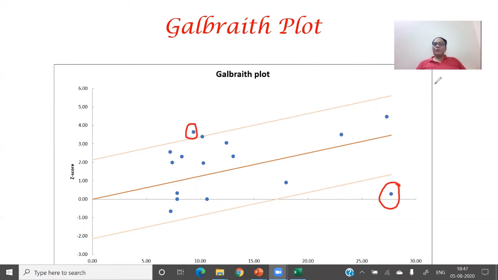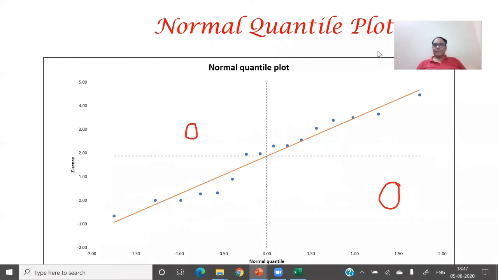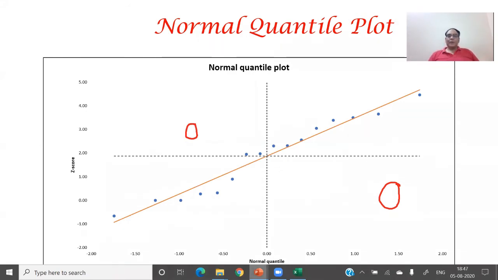We have one more plot that is known as the normal quantile plot. In this normal quantile plot, again, it is a plot. There is no statistical test here, and we want to see whether most of the dots are near the straight line or far from the straight line. If most of these studies are near the straight line, it indicates no publication bias. And if the dots are very far from the straight line, then we can say that there is a probability of bias. So these are some of the graphical ways to represent publication bias.